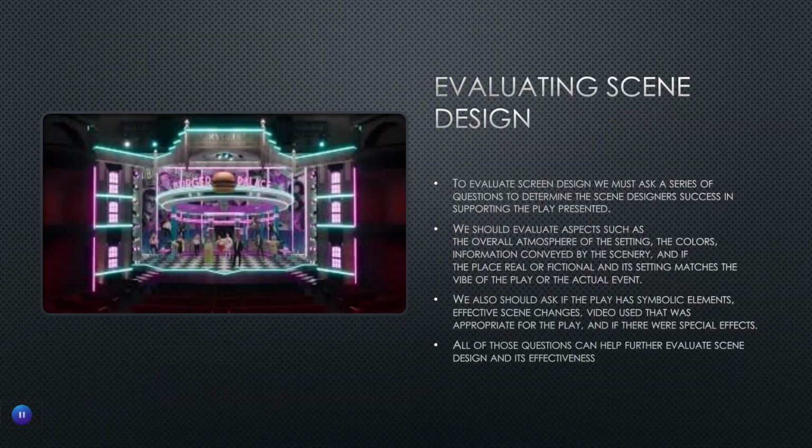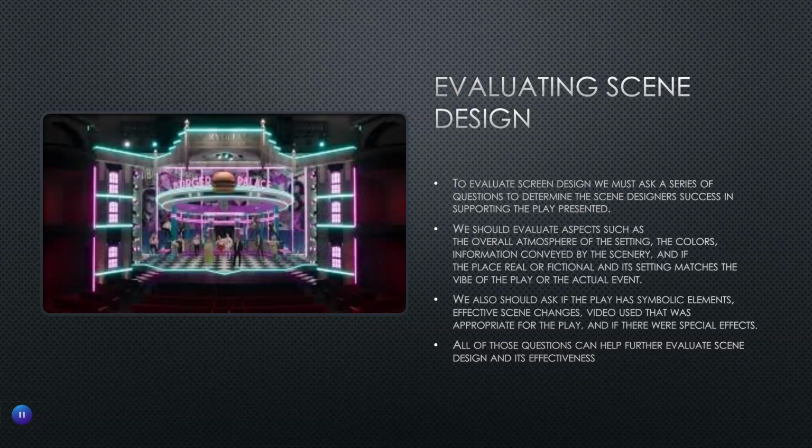Evaluate scene design. To evaluate scene design, we must ask a series of questions to determine the scene designer's success in supporting the play presented. We should evaluate aspects such as the overall atmosphere of the setting, the colors, information conveyed by scenery, whether the play is real or fictional, and if the setting matches the vibe of the play or the actual event.